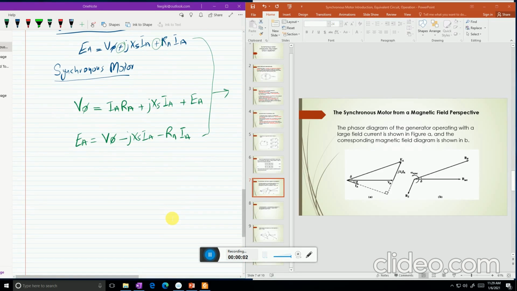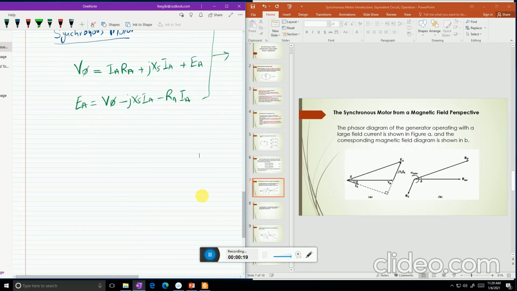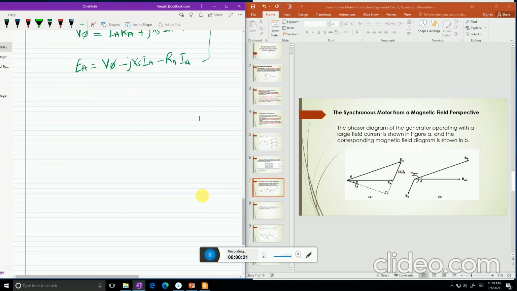So the next heading is the synchronous motor from a magnetic field perspective. The phasor diagram of the generator operating with a large field current is shown in figure A, and its corresponding magnetic field is shown in B. This phasor diagram we studied during the study of the synchronous generator, that this phasor diagram looks like this in case of the lagging load.